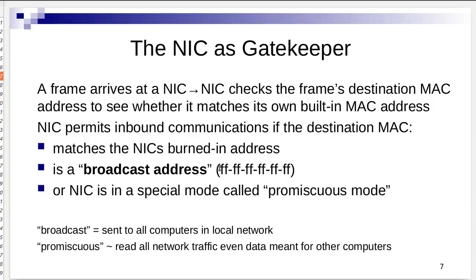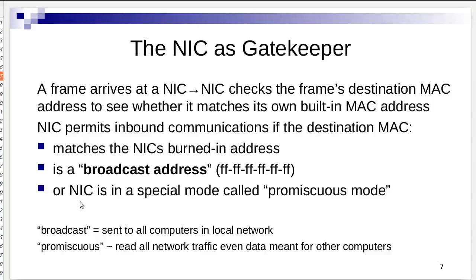So remember, all ones for a destination MAC address, or ones in hexadecimal would be FF, and so you have 6 sets of FFs. That's the broadcast address. Then it's meant for everyone on the local area network, and so you read it. The other possibility is that you are operating the NIC, or the user that's using the computer.